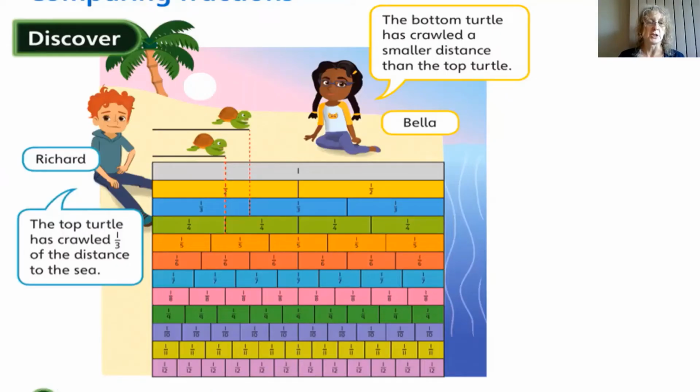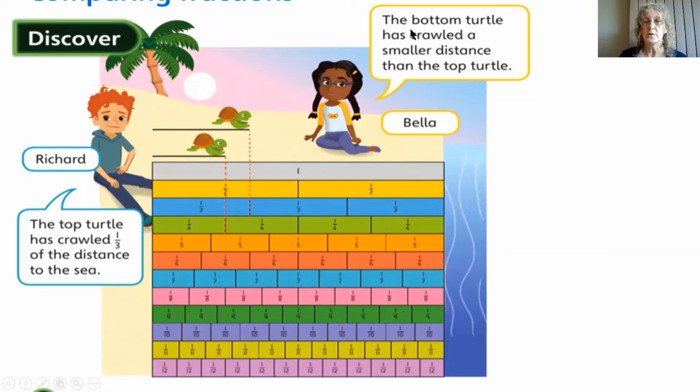Discover page, Richard. Richard says the top turtle has crawled 1/3 of the distance to the sea. So shall we see if he's right? This is my top turtle, there he is. And he's crawled 1/3. If he'd have gone to there, it would have been 2/3. And if he'd have gone all the way, the whole thing, it would have been 3/3.